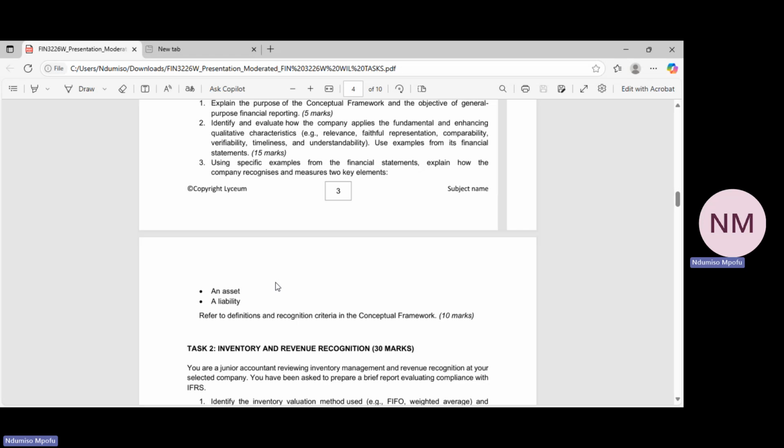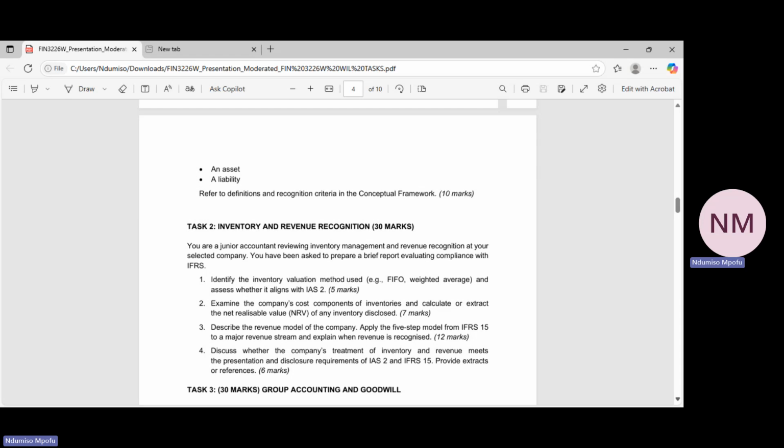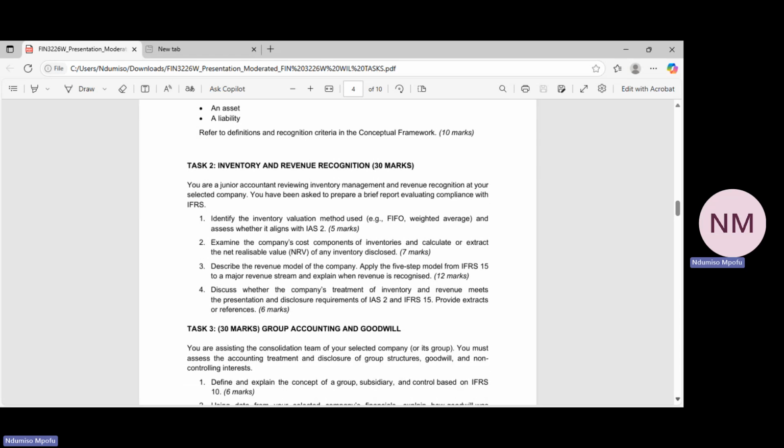You do the same for the liabilities. I'm not going to go to the liabilities because I can see that time is moving. I will now move on to question 2 or to task 2. Please, should you have any questions as I go through the presentation, just ask. I will pause and attend to your questions. Now to task 2. Just go through the information and then we'll discuss.